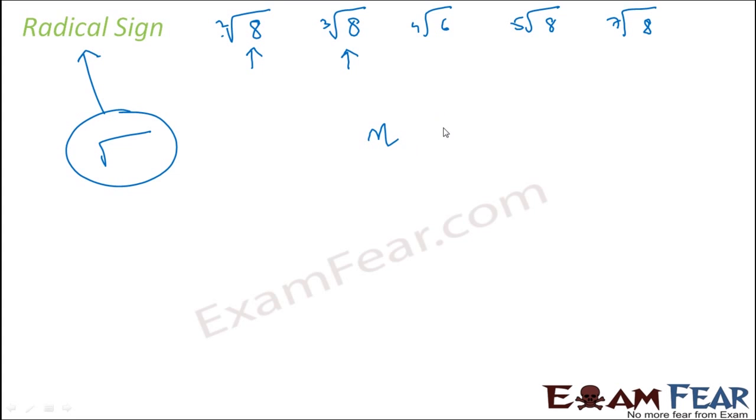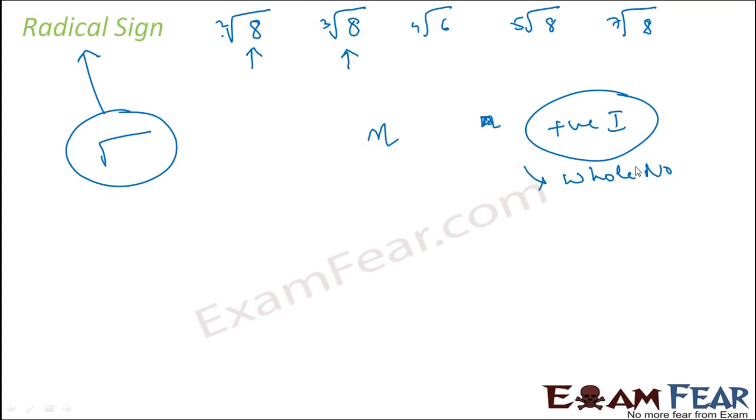This n has to be a positive integer. Or I can say n will be positive, or I can say n is a whole number. So when you say a root n, where n is a positive integer, a has to be greater than 0.